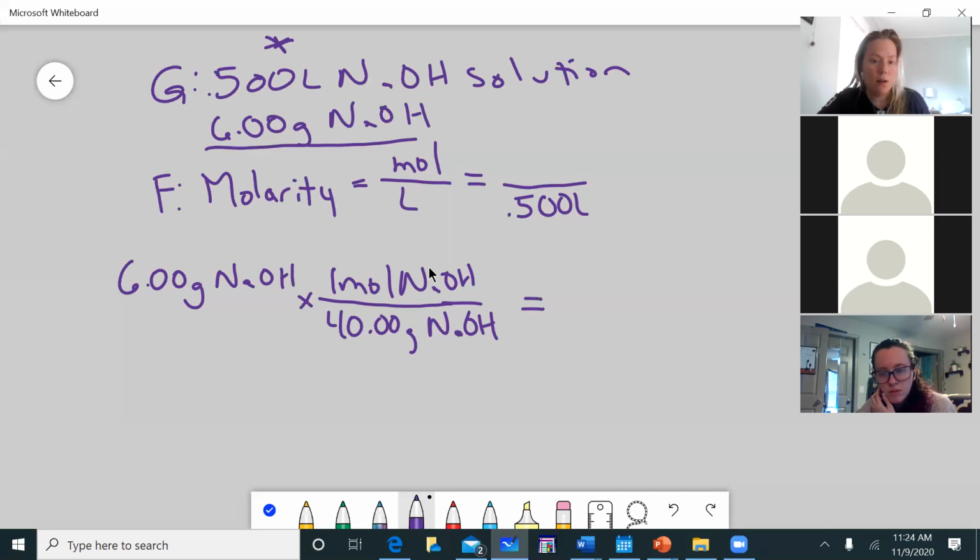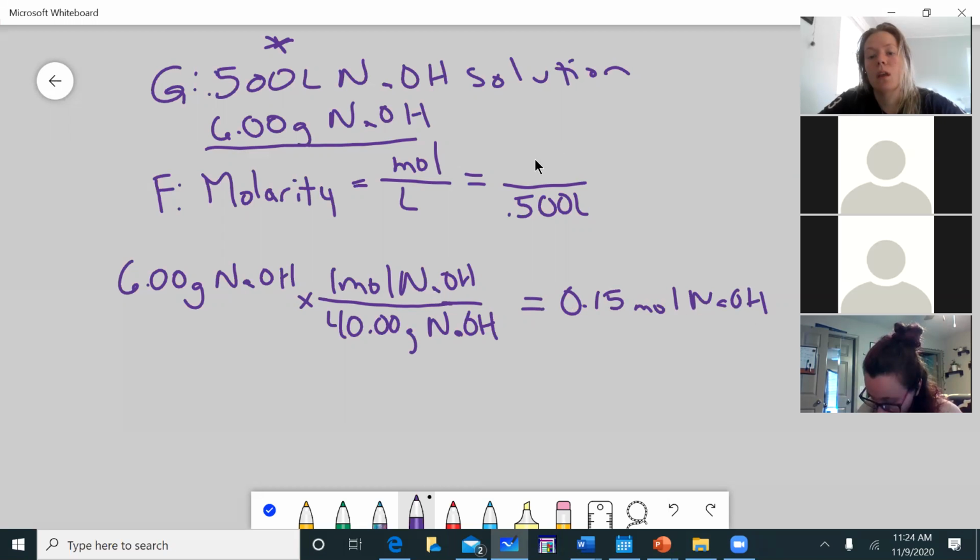So 6.00 divided by our 40, we get 0.150 moles of the NaOH. So we'll just plug that back in here, 0.150 moles, and divide that out by 0.500. And we get 0.300, let's go with 3 sig figs. And the unit on this is capital M, big M.